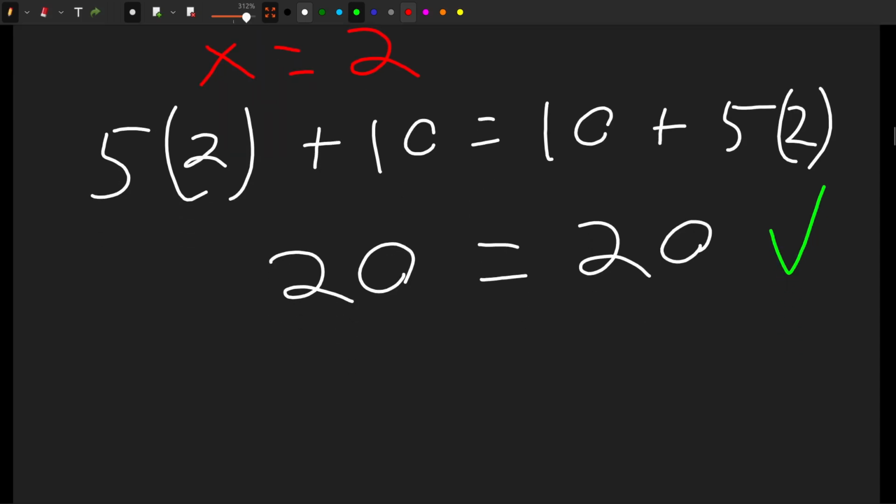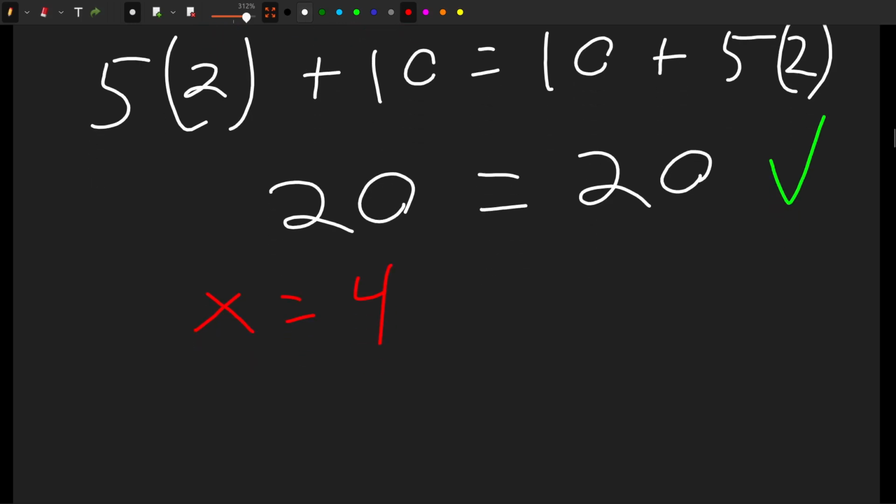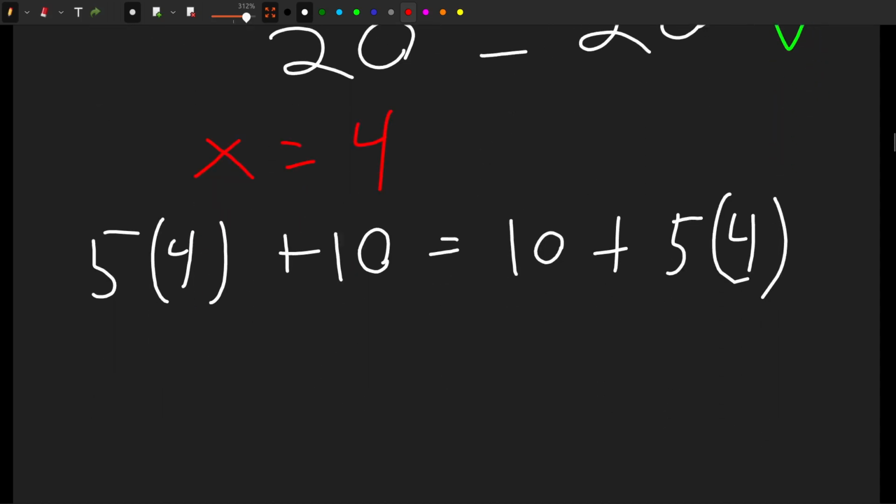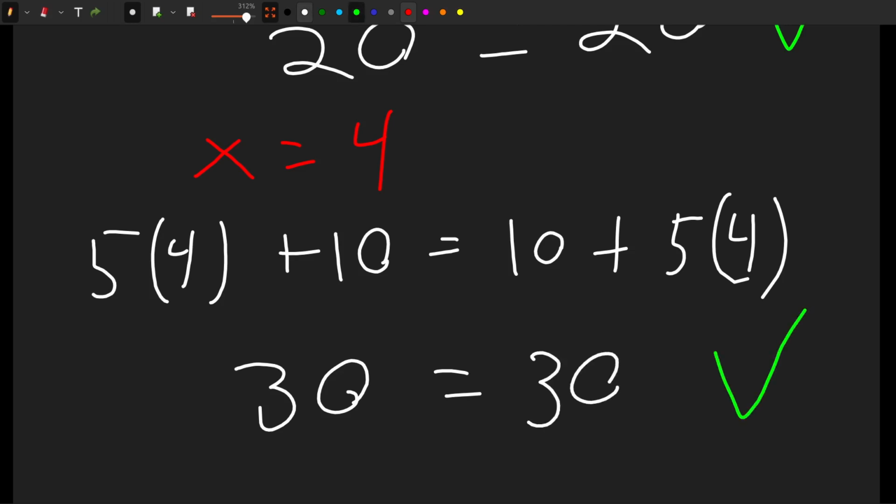If I change x equals 2 to be x equals 4, then on the left-hand side, I will get 5 times 4 plus 10. And on the right-hand side, I will get 10 plus 5 times 4. 5 times 4 is 20 plus 10 is 30. And 5 times 4 is 20 plus 10 is 30 on the other side. So that also works. And that's what I mean by any real solution. You can plug in any number for x, and you will get an answer.